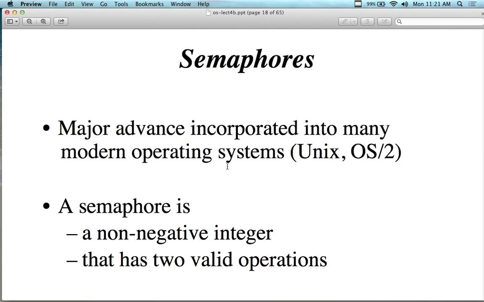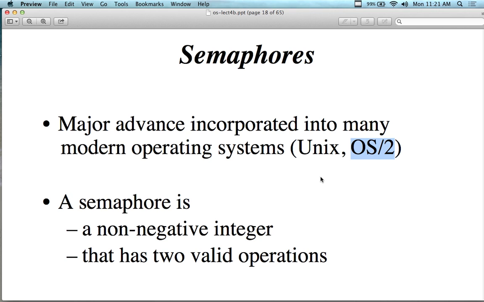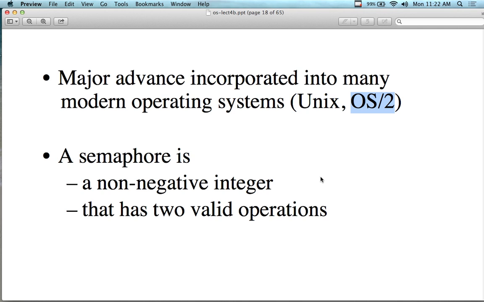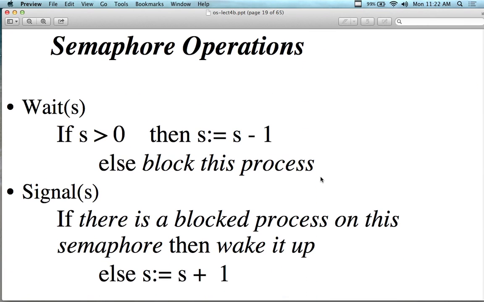So what's a semaphore? Well, Unix and OS/2 actually supported it as well, but OS/2 I don't think is even around anymore. It's more advanced, incorporated into many operating systems like Unix. A semaphore is a non-negative integer. It has two valid operations: wait and signal. So you have the kernel keeping track of the processes that are running, and you have the ability for the processes to send signals or set semaphores so that the operating system itself, or the kernel, really the operating system is the kernel, is keeping track of which process can run.